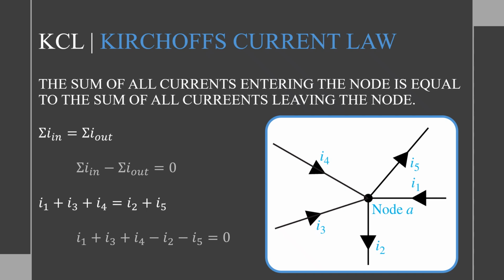Now, before we look at an example, let's define what a node actually is. A node is a point in a circuit where two or more conductors are connected. Here we have an illustration with a node labeled A, where 5 conductors are connected to the node, and we have the currents flowing both into and out of the node.